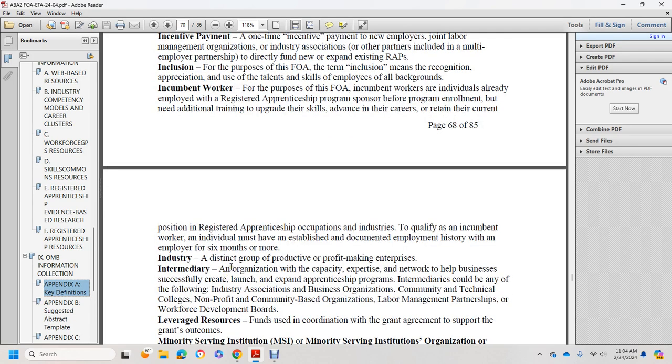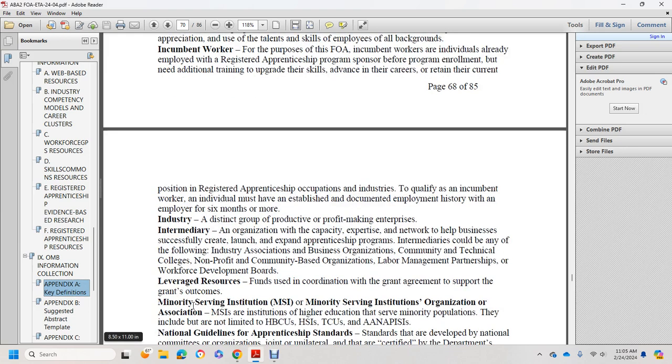months or more. Industry refers to a distinct group of productive, profit-making enterprises. An intermediary organization has the capacity and the expertise of the network to help businesses successfully create, launch, and expand apprenticeship programs. The intermediaries could be any of the following: an industry association, business organization, community or technical college, nonprofit, community-based organization, or labor-management partnership with the workforce development boards, leveraging resources and funds with the coordination of the grant agreement to support the grant outcomes. Minority-serving institutions, or MSIs, are higher education institutions that serve minority populations. They include but are not limited to HBCUs, HSIs, TCUs, and AANAPISIs.